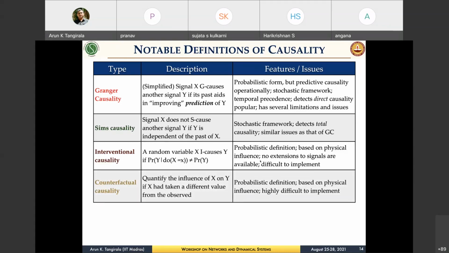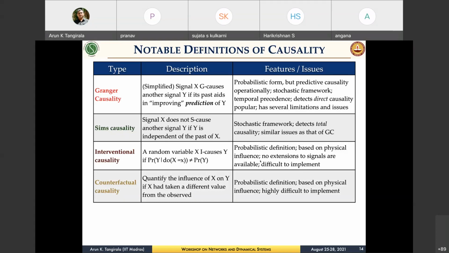Then you have counterfactual causality, which is more of an imagination, I would say. The question that you want to ask there, based on which you arrive at causal inferences, is what would have been the influence of X on Y had X taken a different value.